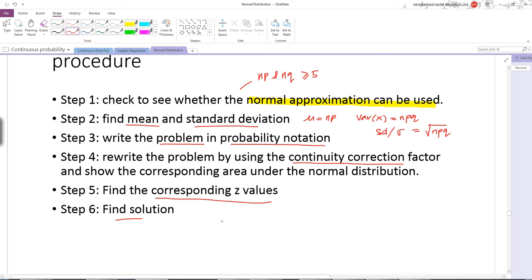When you want to apply a normal approximation to a binomial distribution as well as normal approximation to Poisson distribution. Nanti Poisson kita tengok the second part.